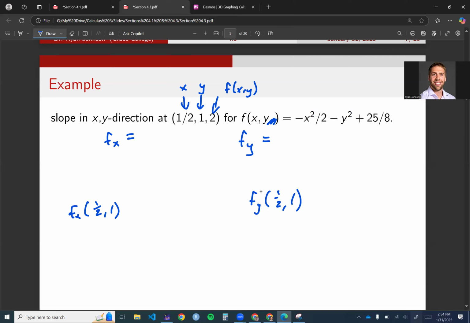So for fx, the only x's are there. These we treat as constants. And so we get negative x. And for fy, treat everything except the y's as constant, and you get negative 2y. So plugging those numbers in, you would get negative 1/2 here. You would get negative 2 here.